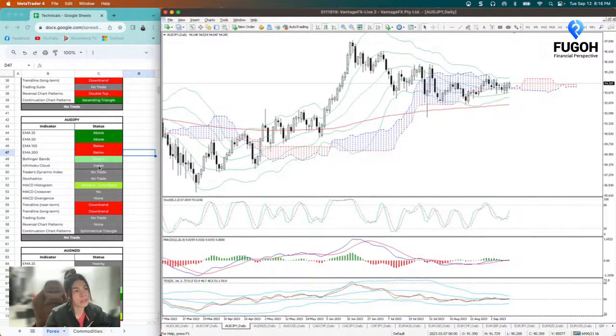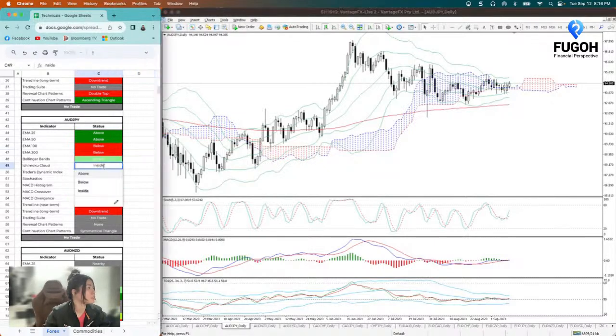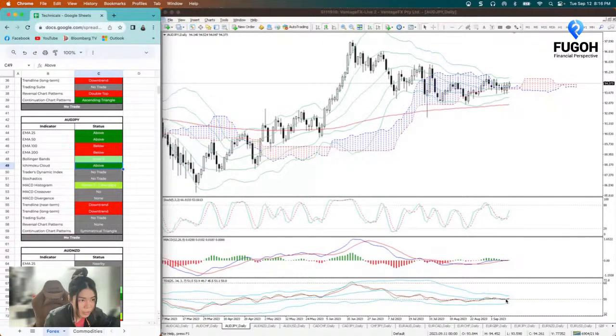Ichimoku cloud, where is the cloud? Oh, the price is already above the cloud. So let's change TDI. Our TDI is in the 50 level, and we have a crossover from here. So that's our signal to buy. Stochastics also has a crossover, so that's also a buy.